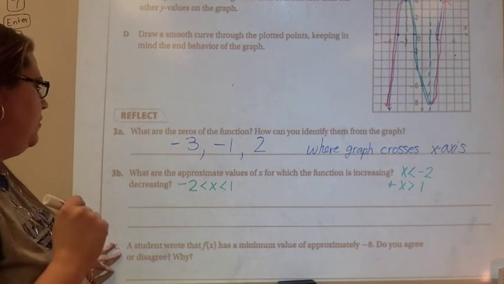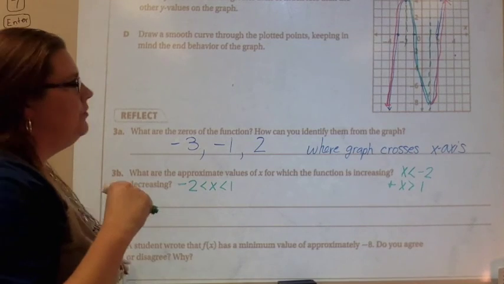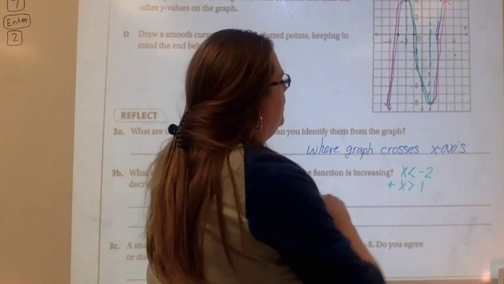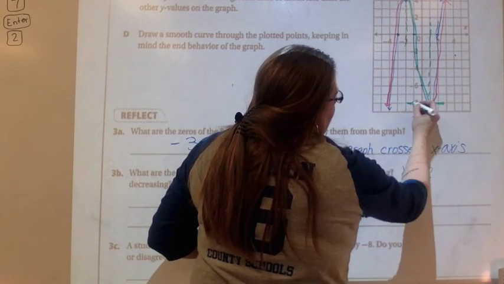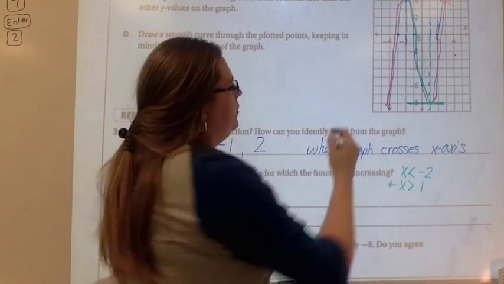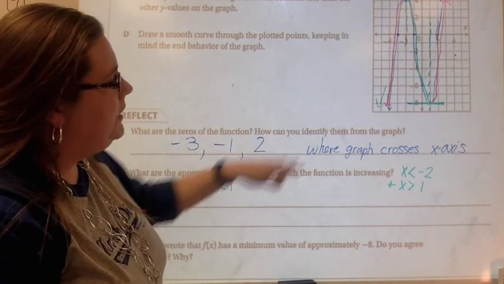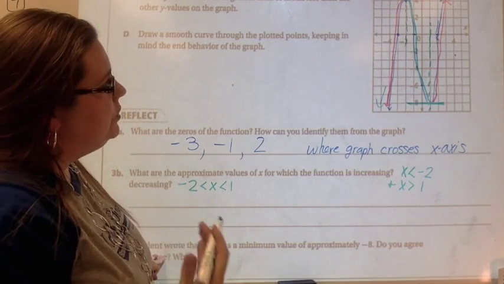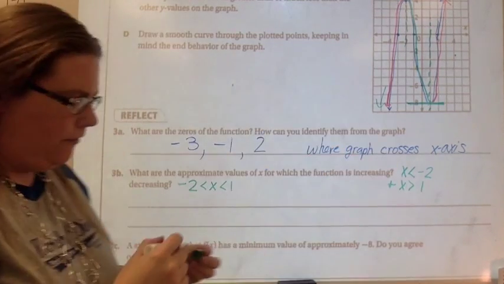3C says a student wrote that f of x has a minimum value of approximately -8, and do you agree or disagree? Well, if you look at the graph here, they're saying that the graph bottoms out here where y is -8, which is true at a local level. But look at the rest of the graph here. We know that it's going to go down forever with a negative infinity from here. So we should disagree because of the behavior of the leftmost end of the graph.